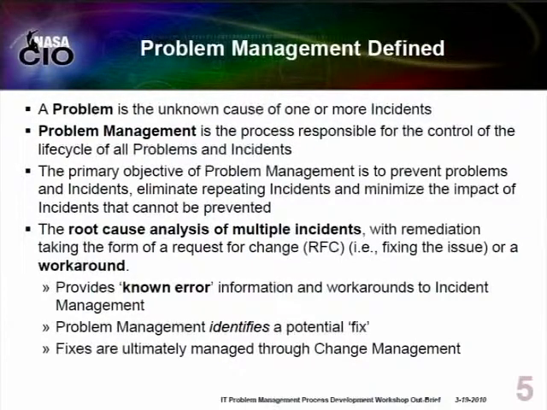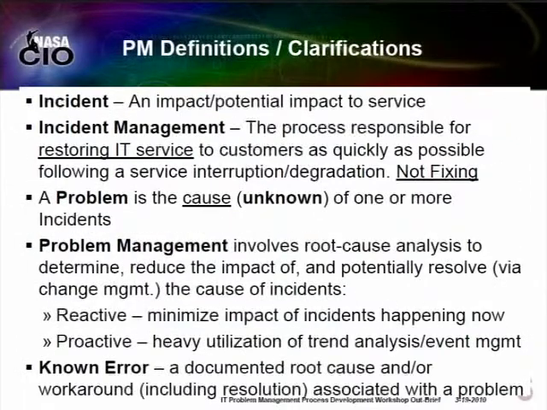Again, this goes into a database called the known error database, and problem management also is responsible for identifying a potential fix. What I mean by that is you have to evaluate as part of this process whether or not you can actually afford to move forward with that workaround or solution. And now fixes, and we'll show you this when we get more detailed, are ultimately managed through the change management process. Are there any questions about problem management, what it is and why it's different than incident?